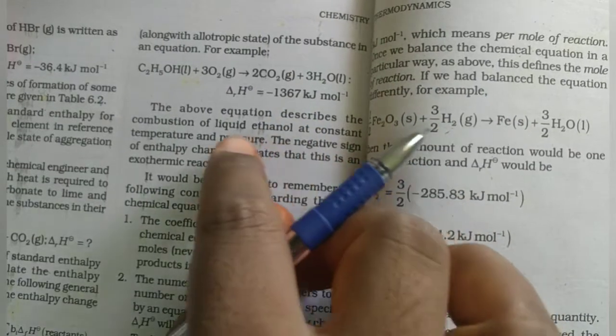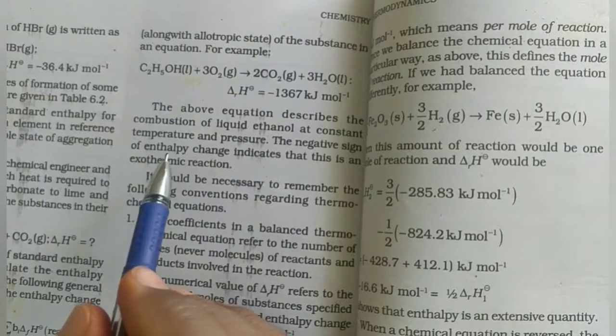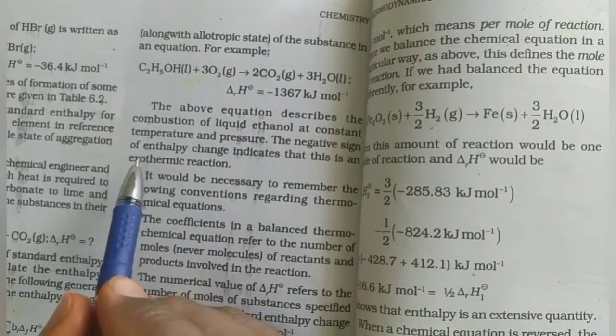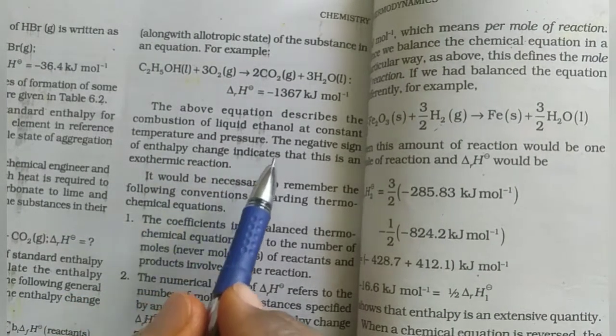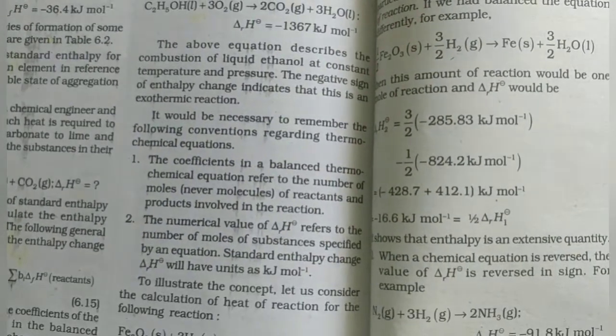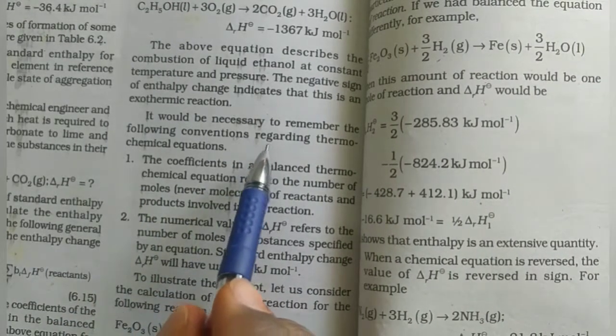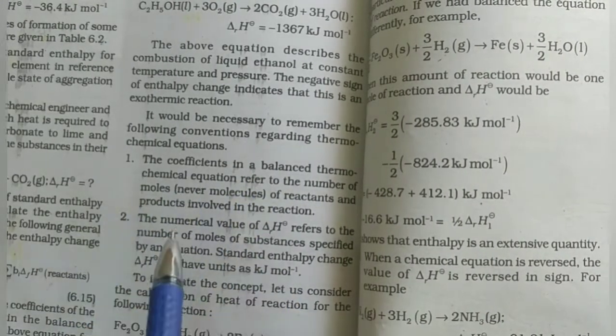Is it okay? The above equation describes the combustion of liquid ethanol at constant temperature and pressure. The negative sign of enthalpy change indicates that this is an exothermic reaction. Okay, clear. It would be necessary to remember the following conventions regarding thermochemical equations.